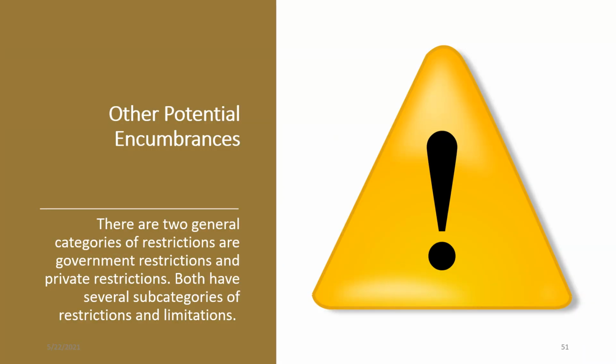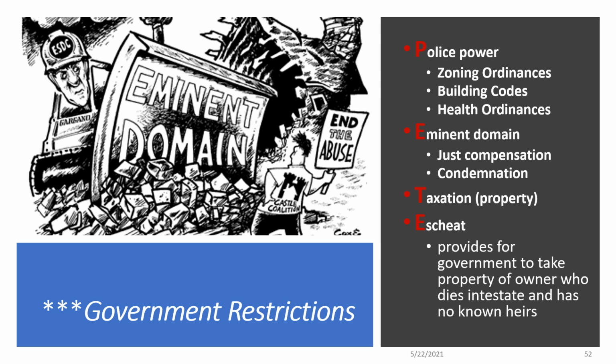Other potential encumbrances: there are two general categories of restrictions, government restrictions and private restrictions. Both have several subcategories of restrictions and limitations. Government restrictions can be remembered by the acronym PEAT: police power, eminent domain, taxation, and escheat. Police power is zoning ordinances, building codes, and health ordinances. Eminent domain is through just compensation and condemnation. Taxation is our property taxes.